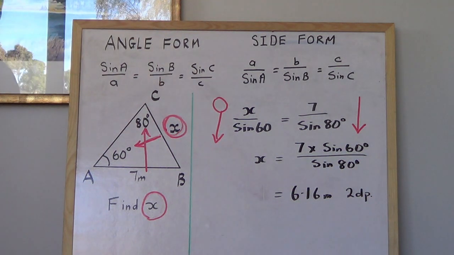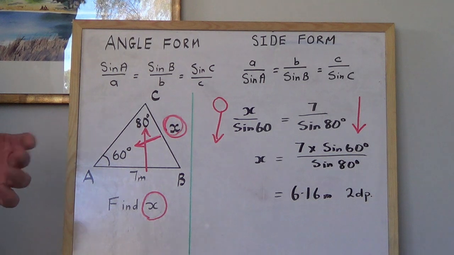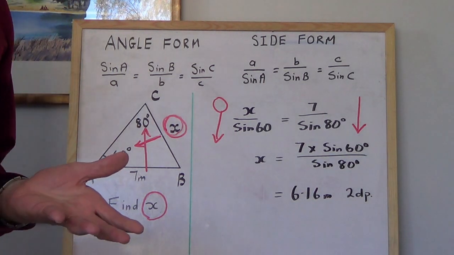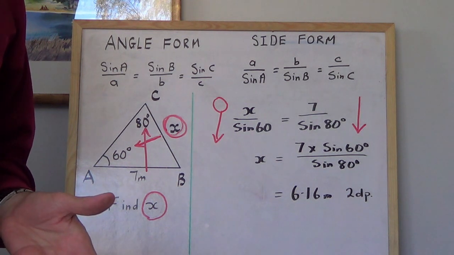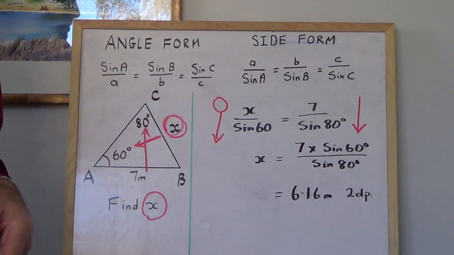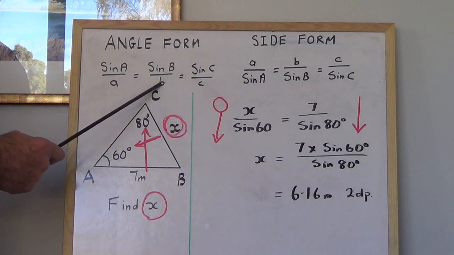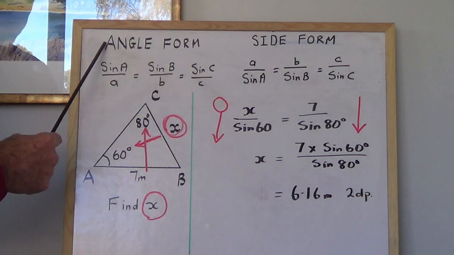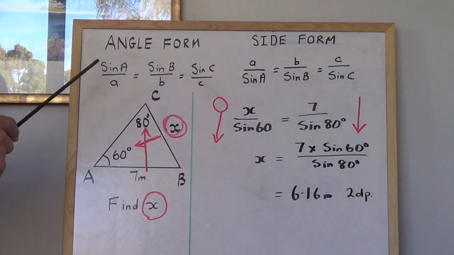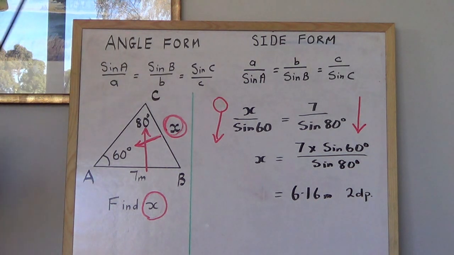Right, we have the pointer. Now, the sine rule relates the sine of the angle to the opposite side, and that ratio in a triangle is the same. So sine A over A is equal to sine B over B is equal to sine C over C. And this is the angle form, where you put the sine of the angle on the top if you want to find the angle.